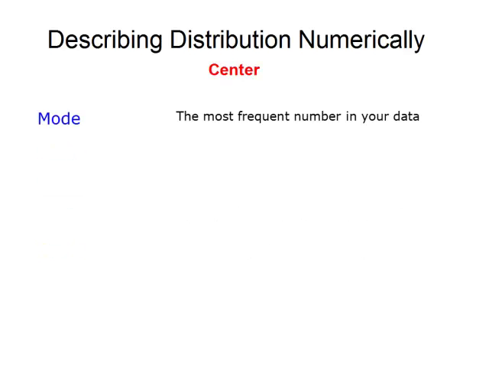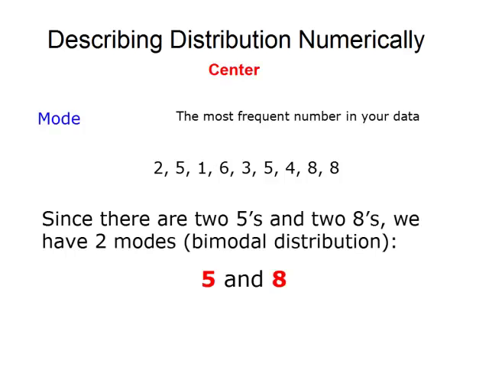Next we're going to talk about mode, and it is the most frequent number in your data. So again, taking our data, we don't have to put it in ascending order, we're just going to look for the most frequent number. Since there are 2 5s and 2 8s, we have 2 modes, also known as bimodal. So 5 and 8 are our modes.